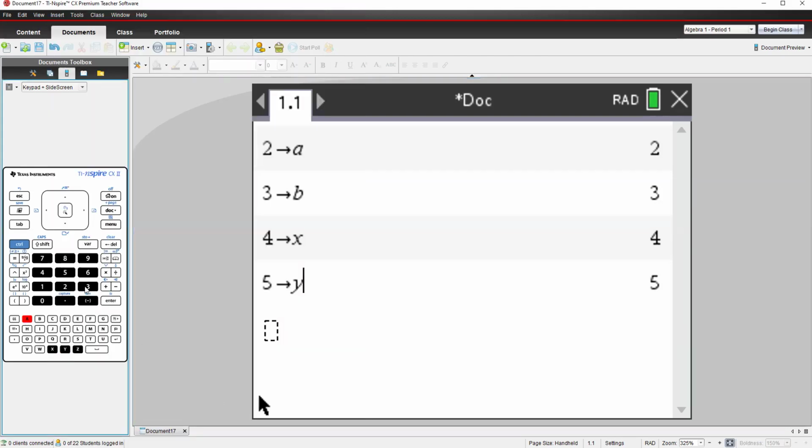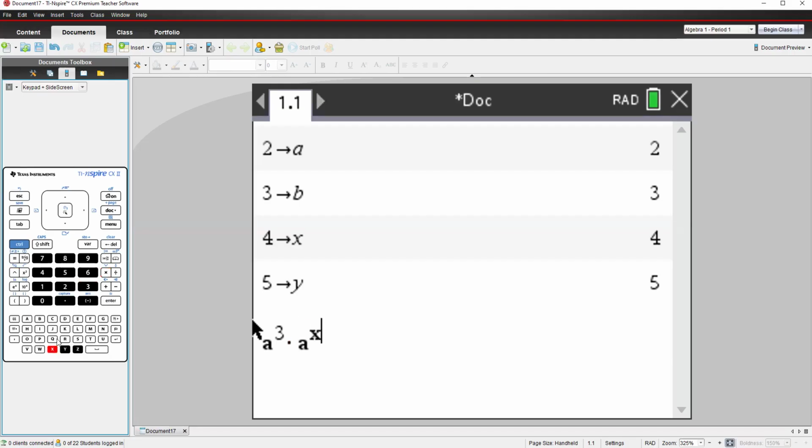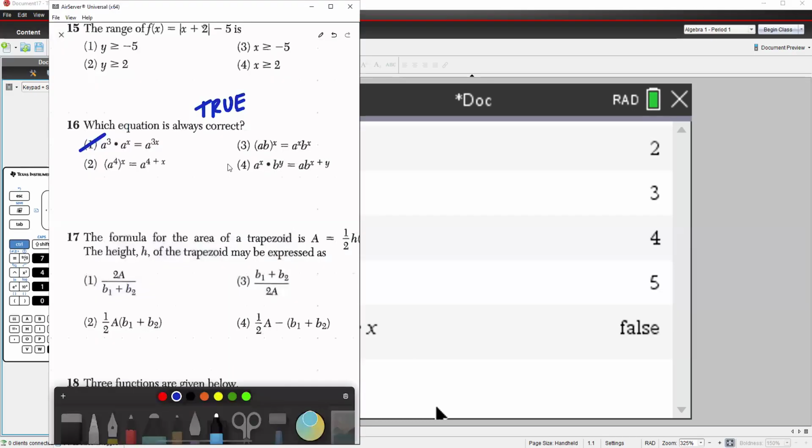The hardest part is just making sure you enter the equations in right. So this is going to be a to the x, and then we literally use the equal sign. Is that equal to a to the 3x? Let's see what it says. It says false, so that's not the answer. It doesn't matter if I just happened to pick the wrong numbers. It said it's always correct, so if I found one that's false, even if that's the only one, then it's not always correct.